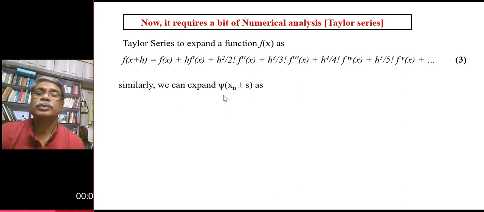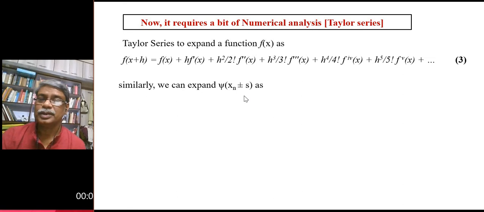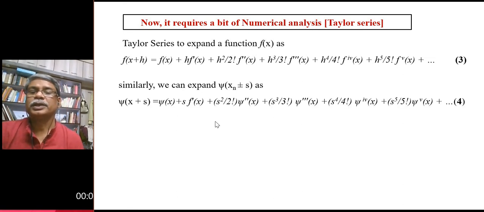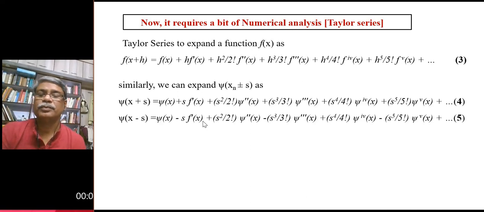So in other words, we can write psi(x_n), that is the nth point, then plus minus s on both sides of the point x_n. I am expanding psi_n. So the expansion looks like equations 4 and 5, giving psi(x plus s) and psi(x minus s). We don't bother much right now about the lengthy right hand sides. But one thing is interesting to note, that the first, third, fifth, that is the odd powers of s, these terms are exactly the same but with opposite sign, plus minus, plus minus.